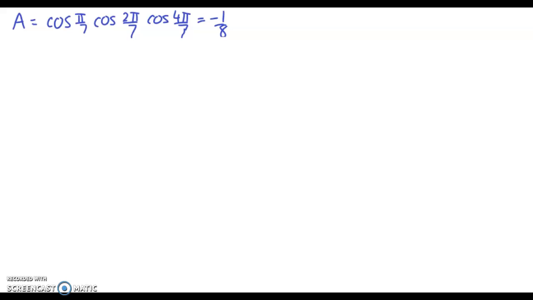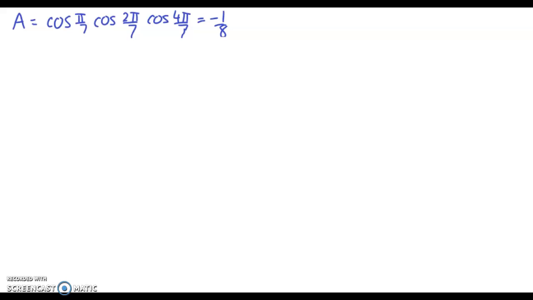Okay, for the first question, we want to prove this relation: cos pi over 7 times cos 2 pi over 7 times cos 4 pi over 7 is minus 1/8. The first thing you want to notice is that 4 pi over 7 is double 2 pi over 7, and 2 pi over 7 is double pi over 7.